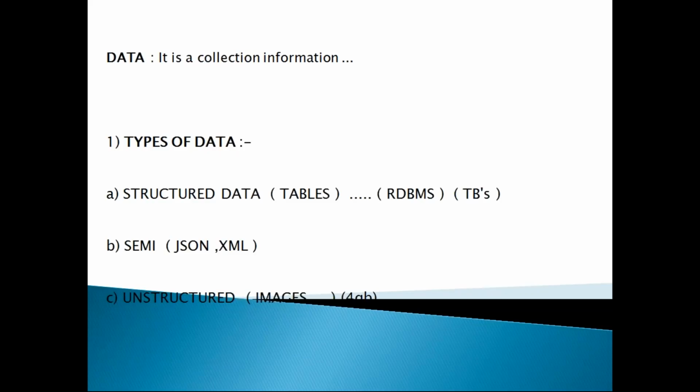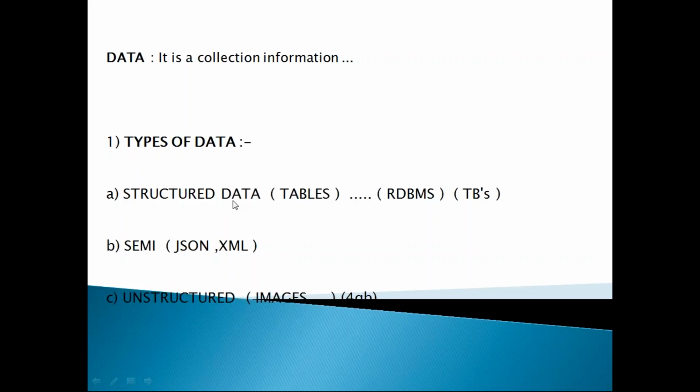So data is nothing but a collection of information where you collect the data, store the data, and manage the data. The information can be any type, whether names or any types of data we can collect. So here we are going to discuss the types of data. What are the types of data we have? We have structured data, semi-structured data, and unstructured data.